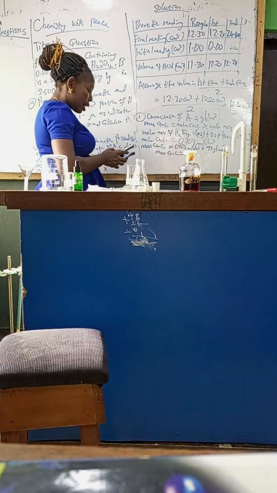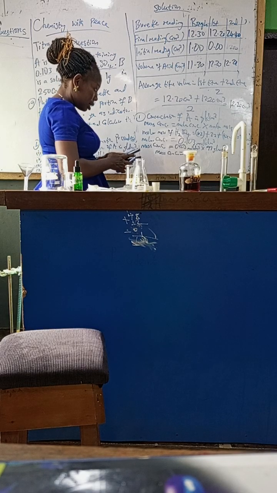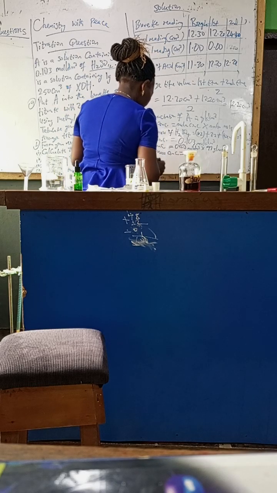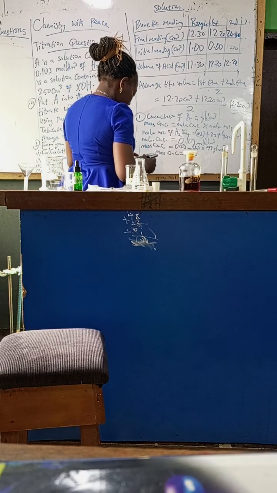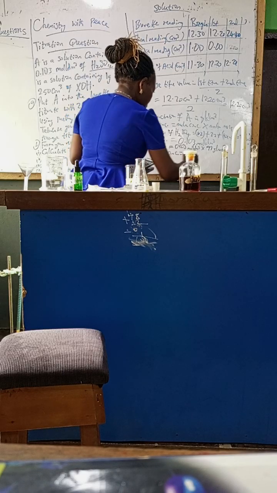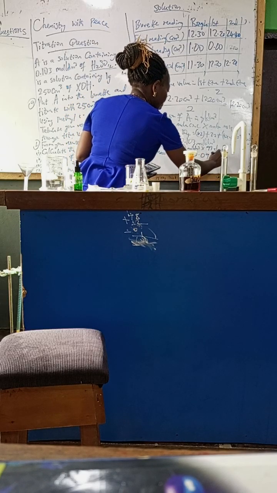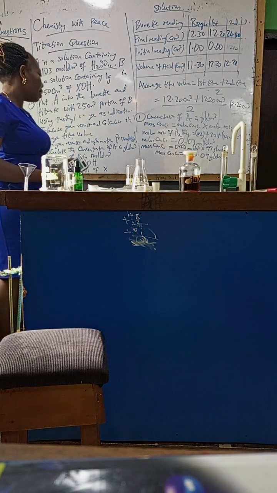Okay, so we are using 0.103 times 98, and that will give us 10.09 gram per dm cube. So we just got our mass concentration to be 10.09 gram per dm cube.